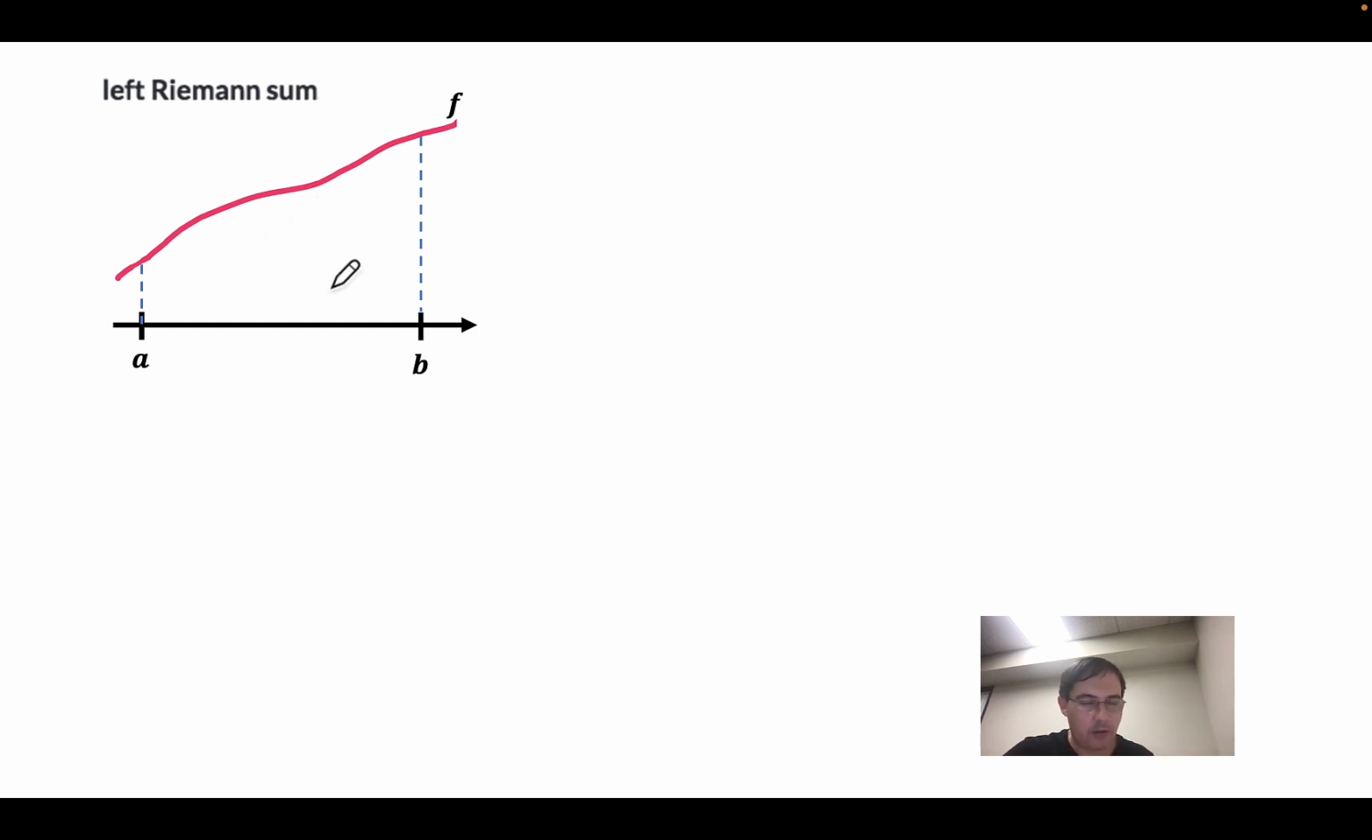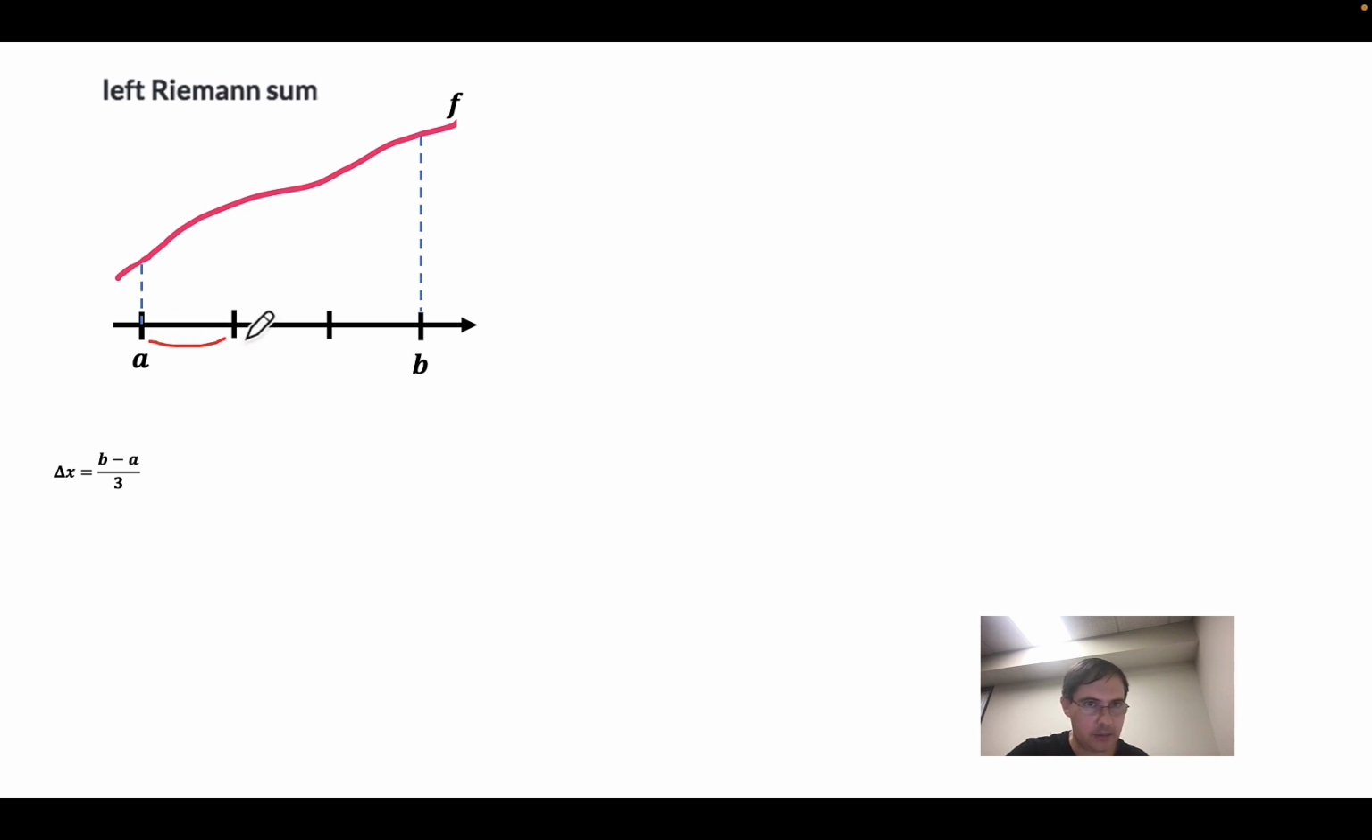Before we compute the area itself, let's try to approximate this area using three approximating rectangles, and we'll be using the left Riemann sum. So we divide this interval [a, b] into three subintervals of equal length, and we call the length of each of those delta x. So delta x is going to be (b minus a) over 3. Delta x is simply the length of each of those.